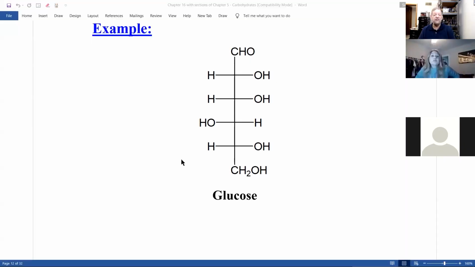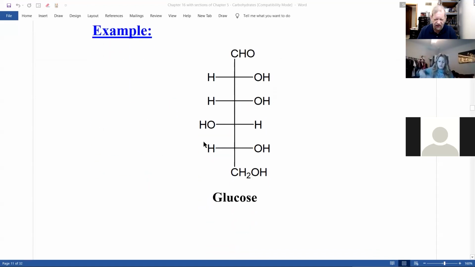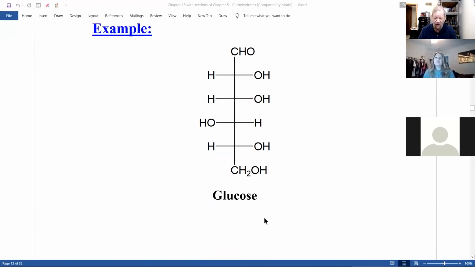Time to get going. All right, I was talking about enantiomers. And what are enantiomers? A molecule with non-superimposable mirror images of each other. Now here we have glucose. You don't have to memorize the structure.